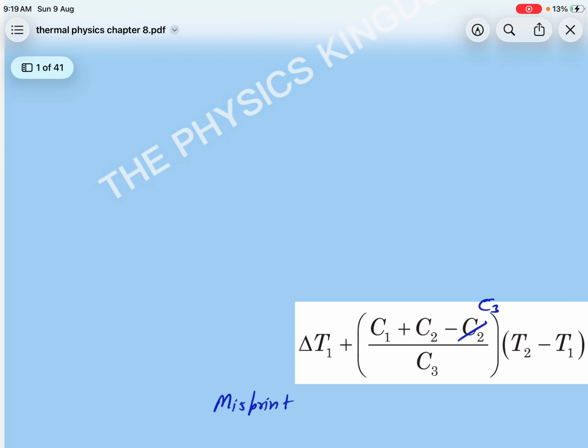So the answer of this question is given: delta T1 plus (C1 plus C2 minus C2 by C3) whole multiplied by (T2 minus T1). So it is not making sense. I have tried it multiple times. So the correct answer should be delta T1 plus (C1 plus C2 minus C3) whole divided by C3 multiplied by (T2 minus T1). So there is a small misprint in the book. Okay, so please correct it. Now let's discuss the detailed solution of it.